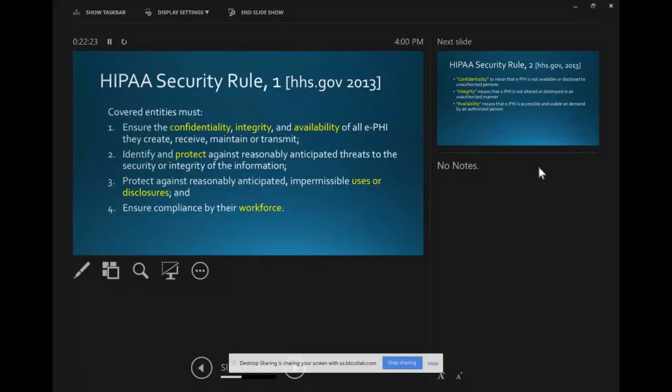So the HIPAA security rule from the old legislation says that covered entities have to ensure the confidentiality, integrity, and availability of information. It has to protect it against anticipated threats. It also has to protect it against inappropriate uses or disclosures. And the rules say you have to ensure compliance of your workforce. So that's what the initial rule said.